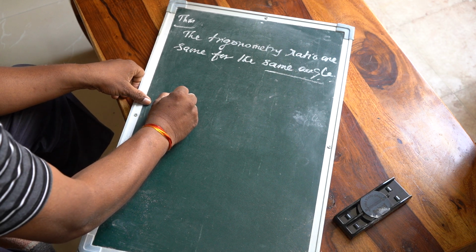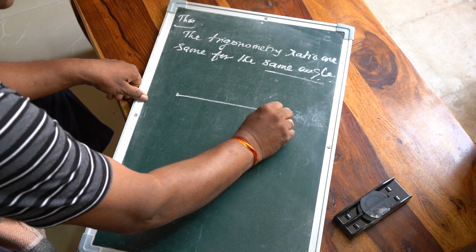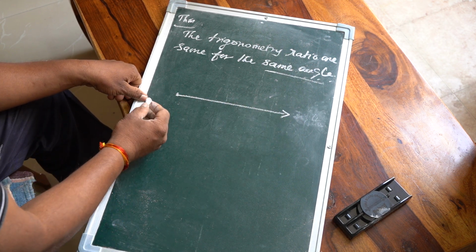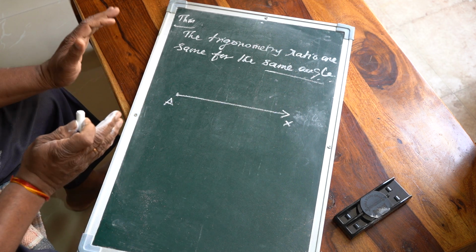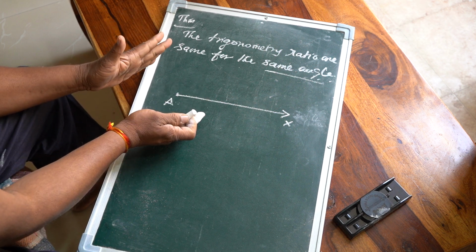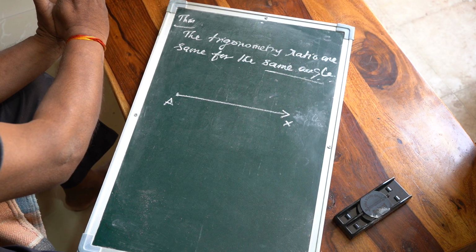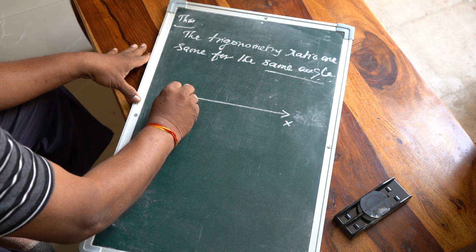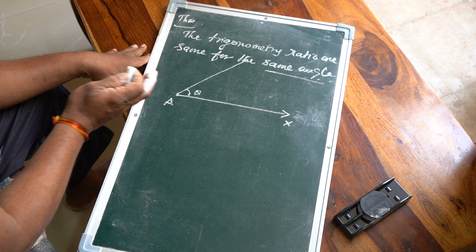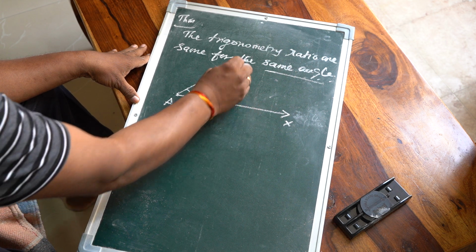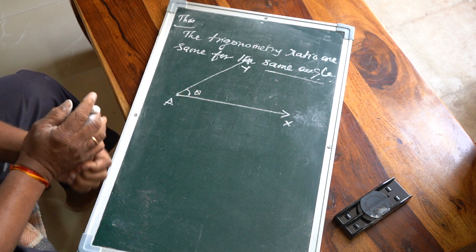Actually, what is that? This is a point, and we can start the ray. So there is an initial side, and it is rotated in the anti-clockwise direction. So we make an angle, that is theta. This is the initial side and AY is the terminal side, so it makes an angle theta.